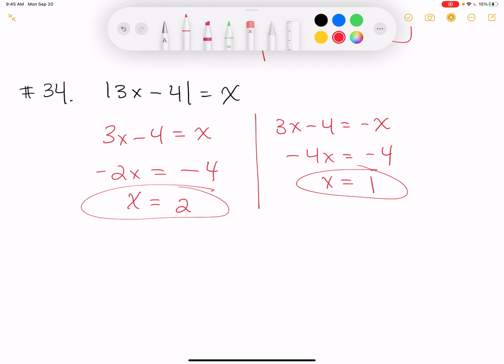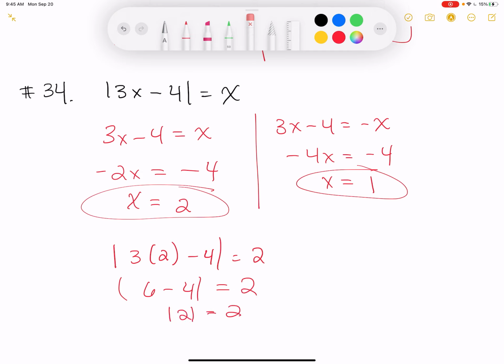Okay, I'm going to take them and plug them in up here. So 3 times 2 minus 4 is equal to 2. 6 minus 4 equals 2. 2 is equal to 2. I'm going to go ahead and get rid of the absolute value bars there. So that one works.